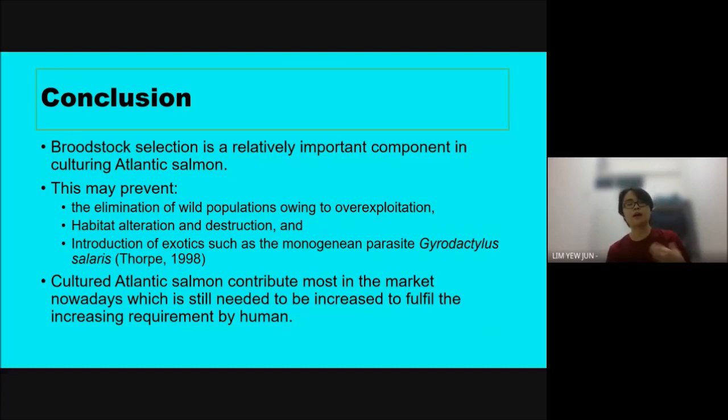And the cultured Atlantic salmon contribute a lot to human consumption and protein requirement, and of course food security itself. So the history of cultured Atlantic salmon is very long, around 150 years, and we even have hybrid salmon to boost and increase the productivity for human consumption. So that's all from us.